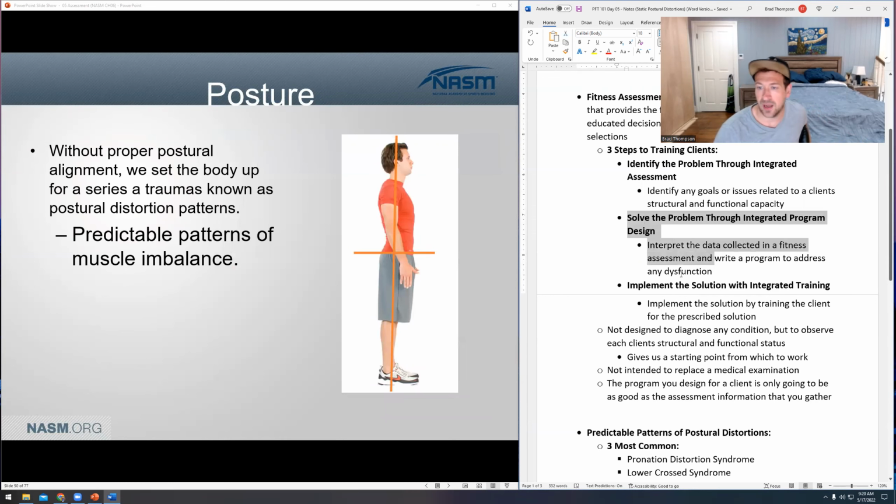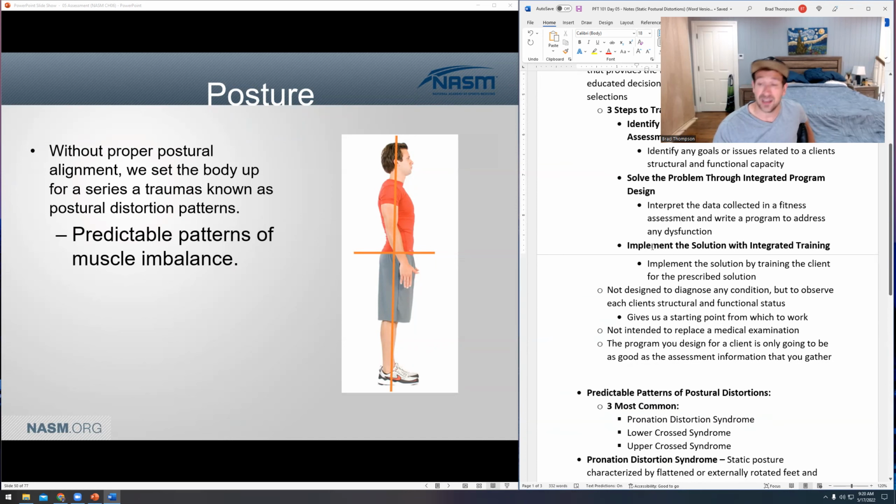That's the solving of the problem, right? Once we've interpreted the data, we're going to write a program to address it. So we are going to look at one side of the joint and be like, that's tight. And we're going to look at the other side of the joint and be like, that's weak. I'm going to fix that through foam rolling, stretching, things like that. I'm going to fix that through strengthening exercises. And I write a program to reflect that.